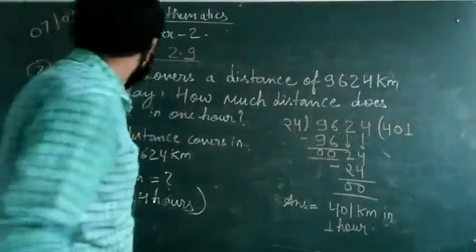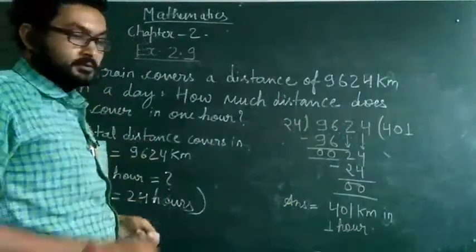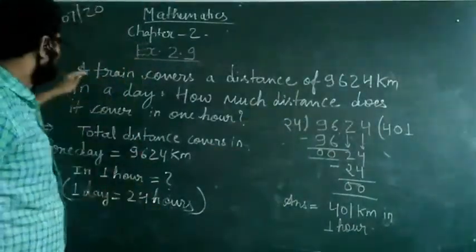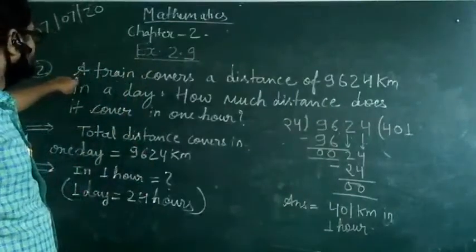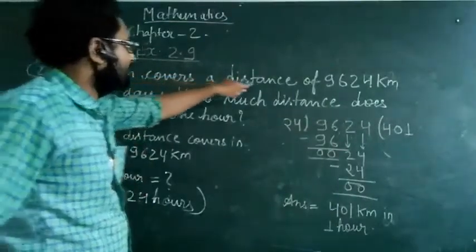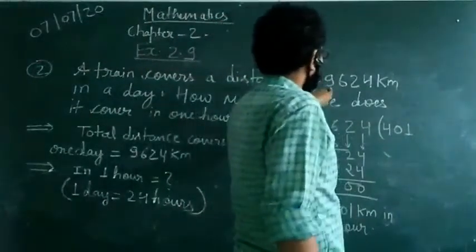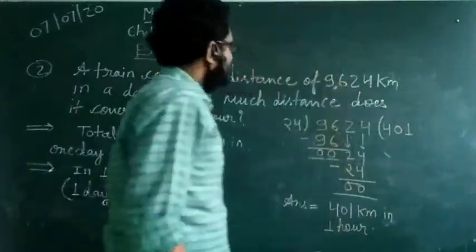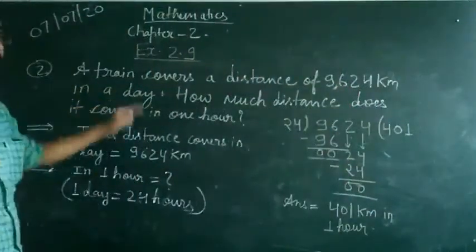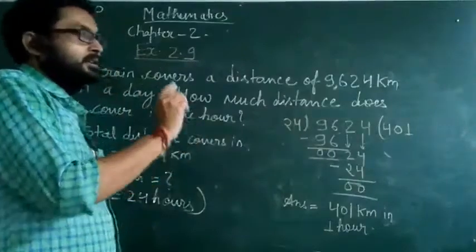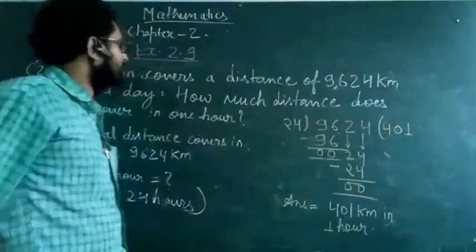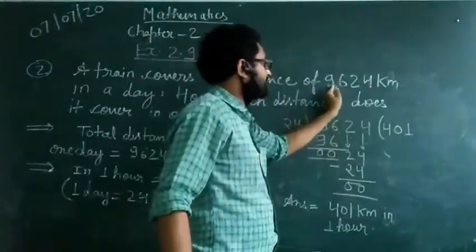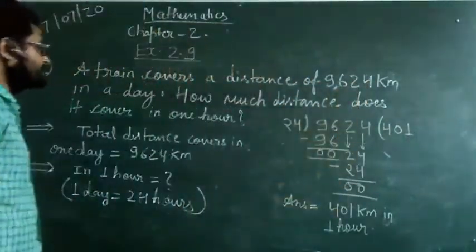Now, in the second question of 2.9, we will see that a train covers a distance of 9,624 kilometers in a day. So, in one day, a train covers that much distance, 9,624 kilometers.